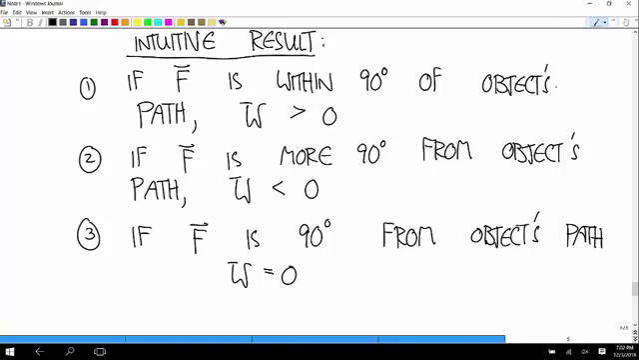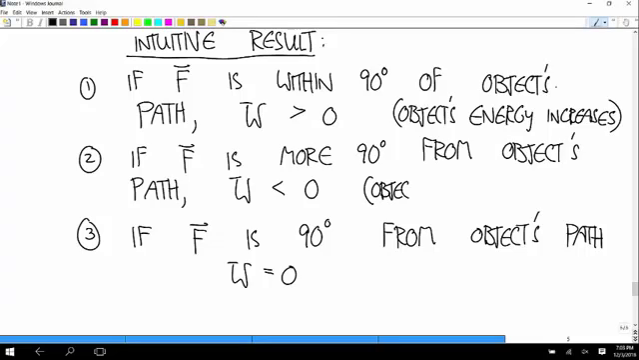And what these mean: if W is greater than 0, that means that this force is increasing the energy in the object, so the object's energy increases. If work is less than 0, that's taking energy away from the object, so the object's energy decreases. And if work is equal to 0, the object's energy stays constant, it doesn't change.